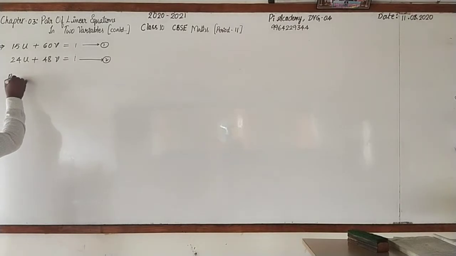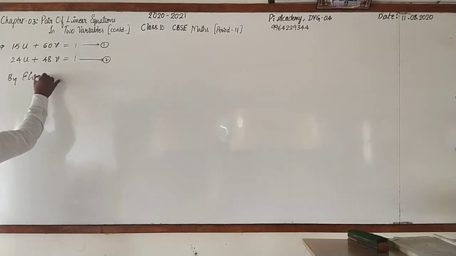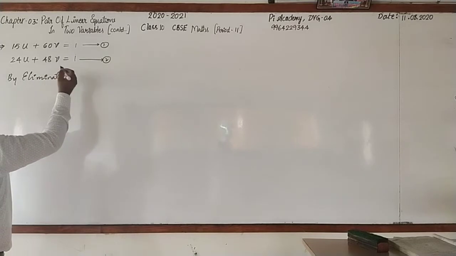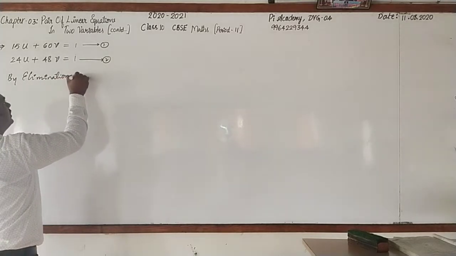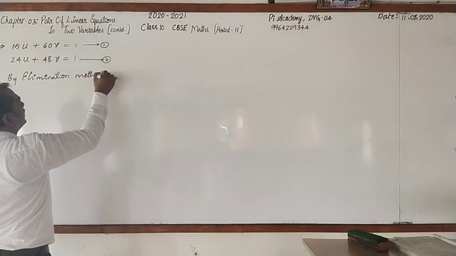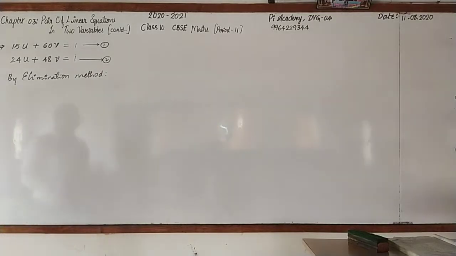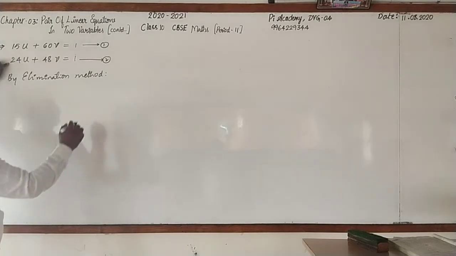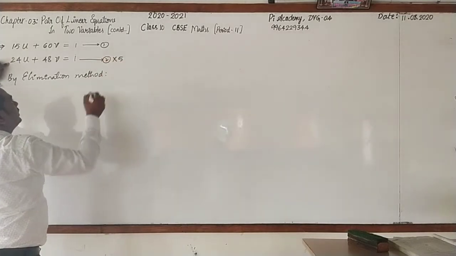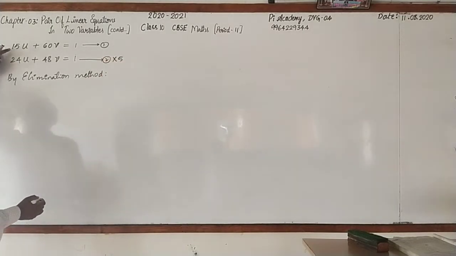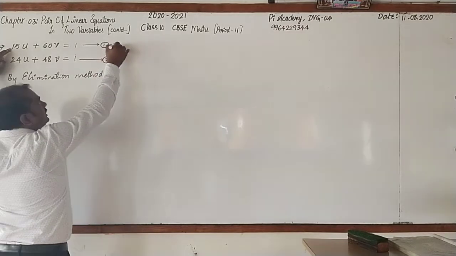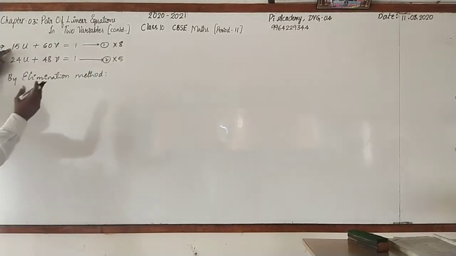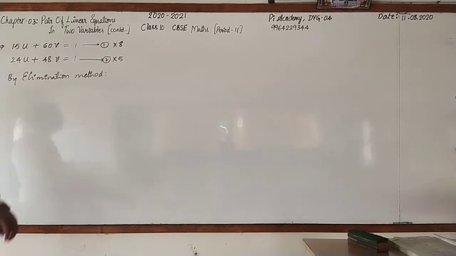Yes, by elimination method or cross multiplication, substitution, whichever you want. By elimination method, you equalize either the coefficient of u or v. See, 60 here, 48 here, 15 and 24. These two are small numbers, you can go for that. The 24, when multiplied by 5, will be 120. And 15, when multiplied by 8, 120. 15 8s are 120, 24 5s are 120.